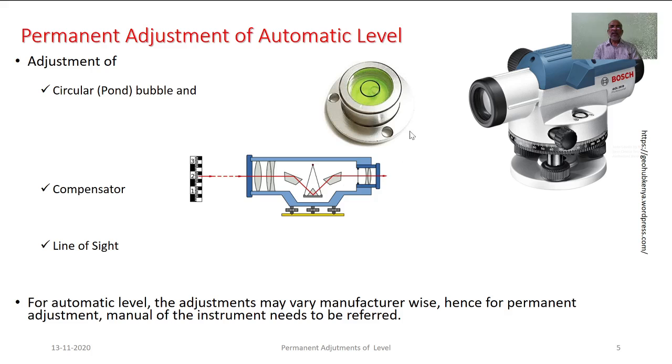Hence, initially we should know about the position of the bubble, hence the adjustment related with this circular bubble tube. We should know about this compensator, and then we can go for the adjustment of line of sight. As far as this auto level is concerned, principally the adjustments are similar, but according to the manufacturer there may be slight variation. Hence, every equipment is usually provided with the instruction manual and it is better to refer to it while carrying out any such permanent adjustments.